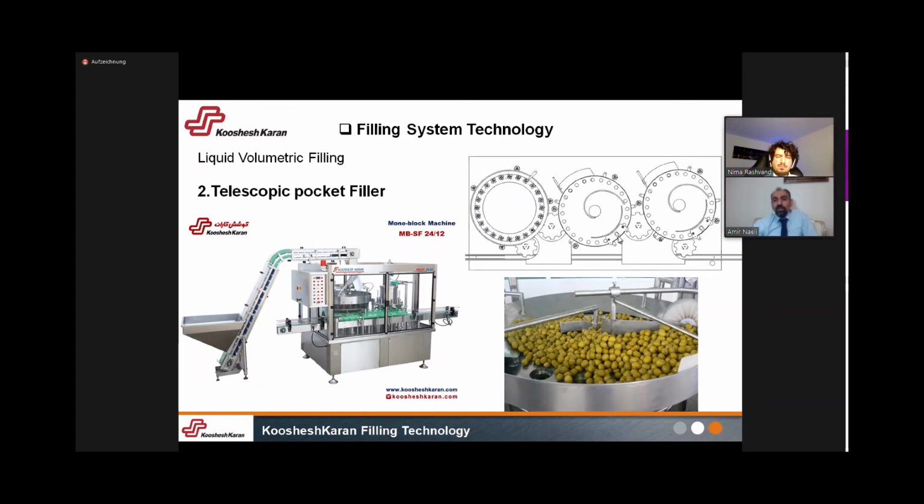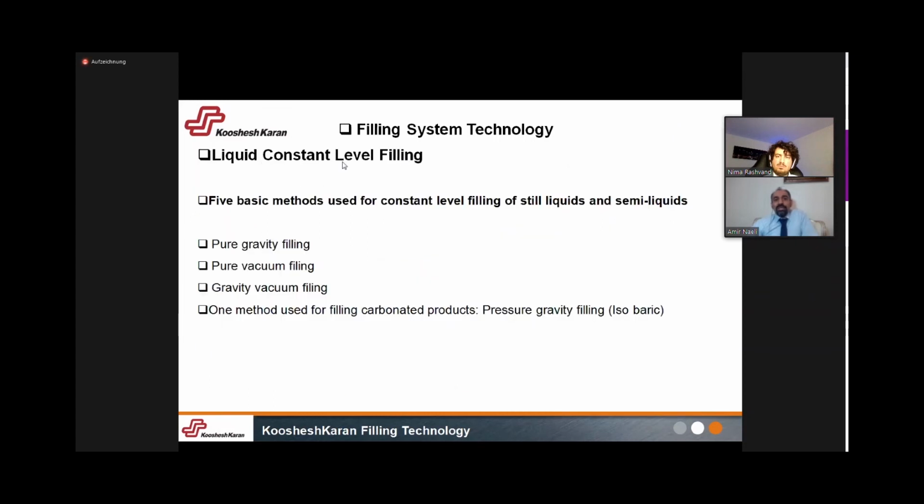Now we speak about liquid constant level filling. We have four basic methods for using constant level filling: pure gravity filling, pure vacuum filling, gravity vacuum filling.